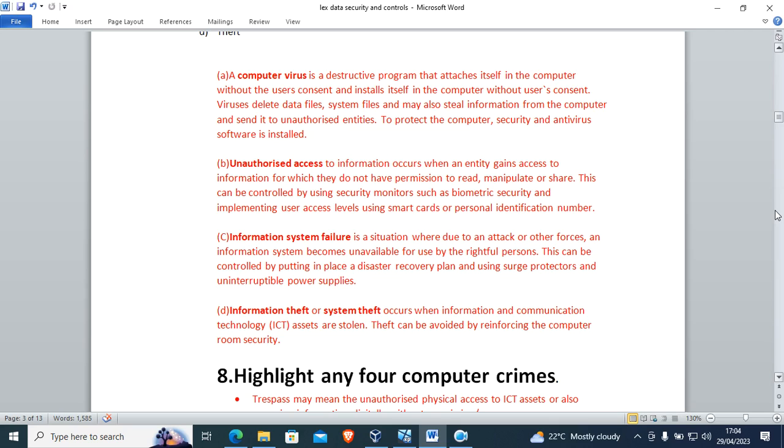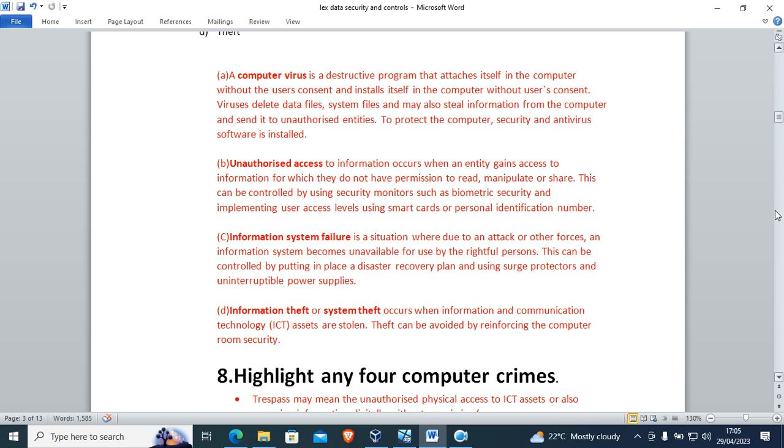Then we have unauthorized access. This means gaining access to information for which they do not have permission to read, manipulate, or share. Like for example, if you access somebody else's SMS on KCSE resource, then we can say you have done something called unauthorized access. Probably this guy did not give you permission to publish or to tell others about his or her performance. So if you do that, you are committing a computer crime. So you can protect this one by putting passwords, putting fingerprints or facial, that is biometrics.